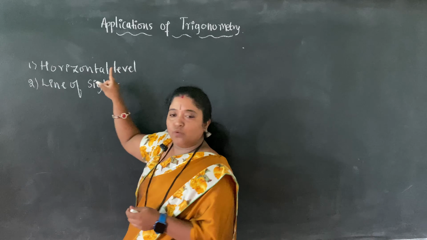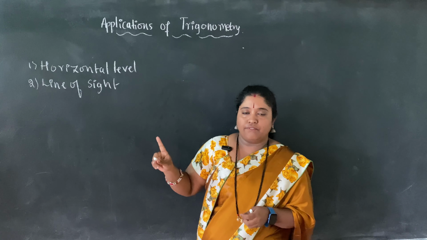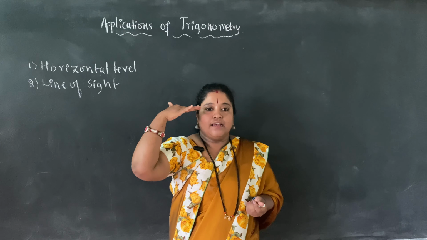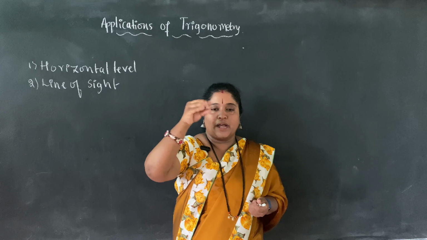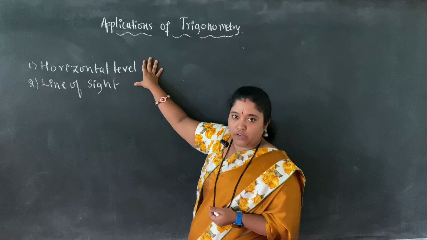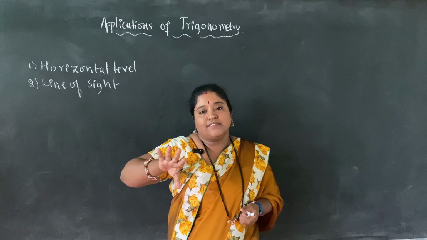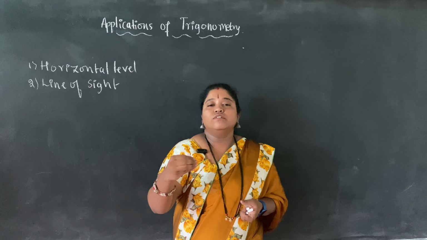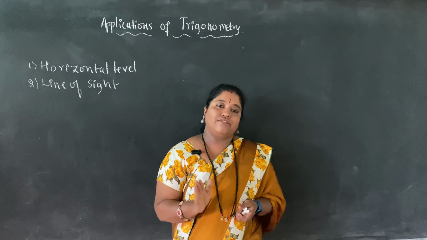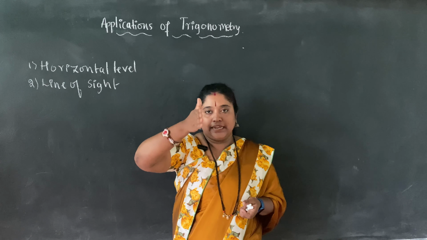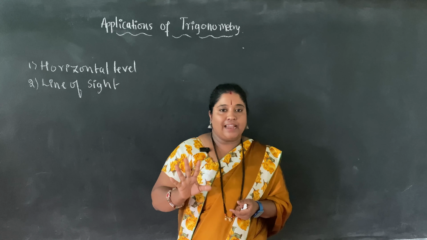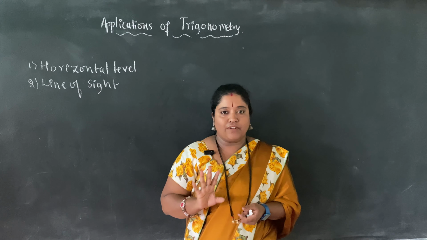Okay, these two must be known. What is the horizontal level? Dears, according to my height, the line which is straight to my eyesight is what we call the horizontal level. And the line of sight is this: my horizontal level will not change, but if I want to see any object, my line of sight will change. To see above, I'll increase my line of sight. To see objects below, I'll decrease my line of sight. This is what happens in the case of line of sight.